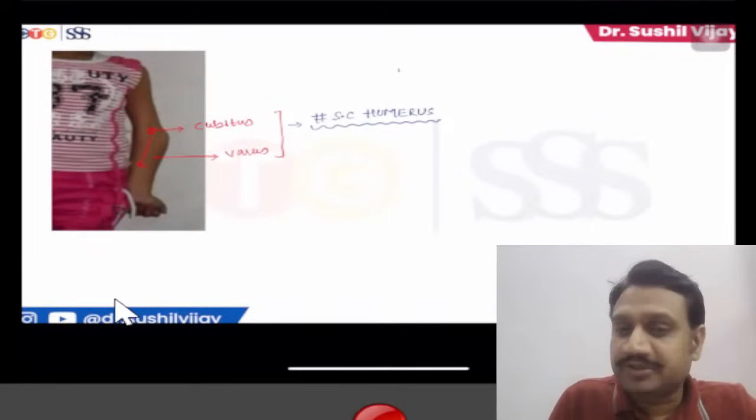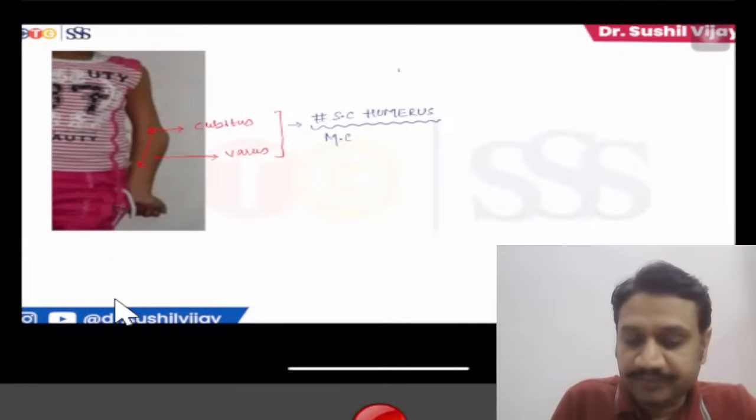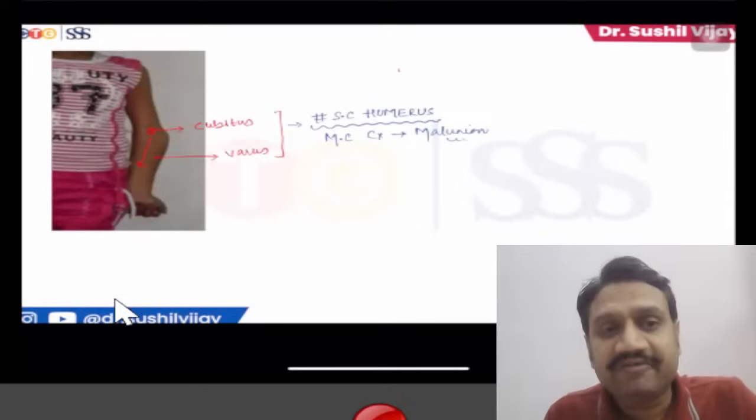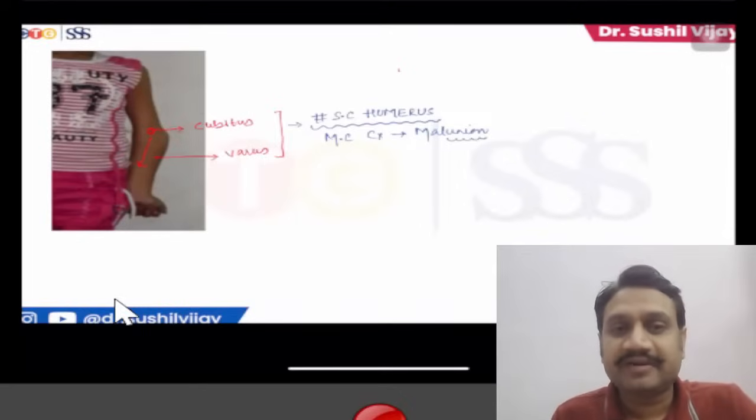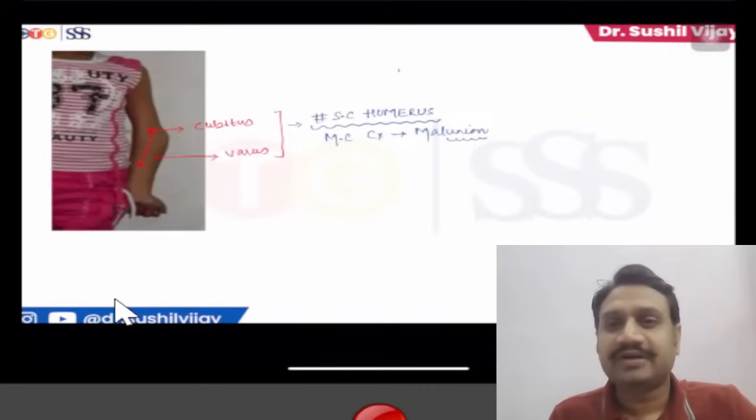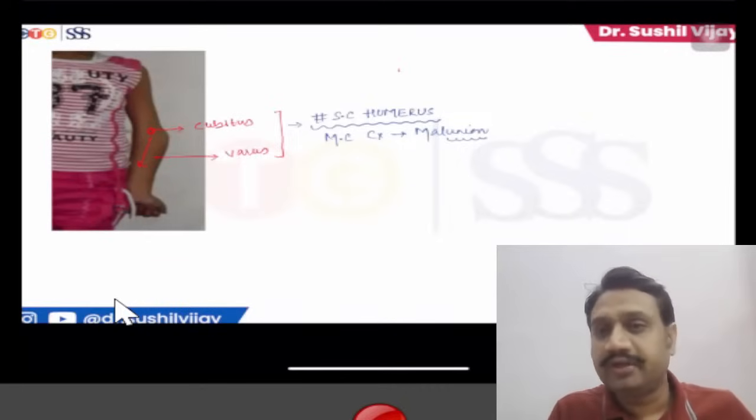What is the most common complication related to supracondylar humerus? The most common complication always and always has to be the malunion, right? It has to be the malunion because it's a metaphyseal area. Metaphyseal being highly vascular, it has to give you the union. And here malunion is the most common feature we have, right? That is just something very, very important about this supracondylar.